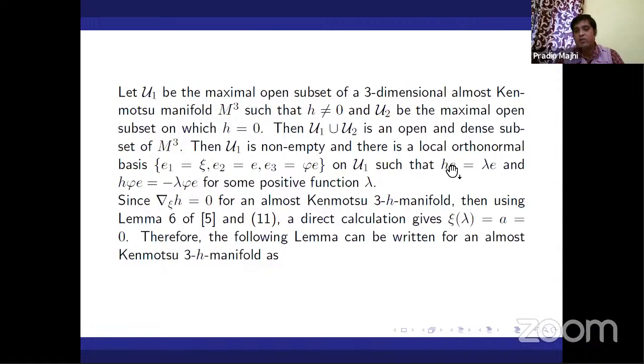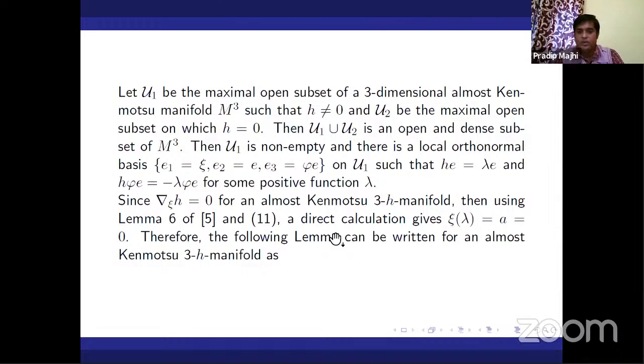That is, the eigenvalue of h is lambda corresponding to the eigenvector e, and the eigenvalue of h is minus lambda corresponding to the eigenvector phi, for some positive function lambda. Since we are considering almost Kenmotsu 3-h manifolds, in our case nabla xi h equals 0, and if we use Lemma 6 of J.T. Cho's paper, a Korean mathematician, then we can calculate.